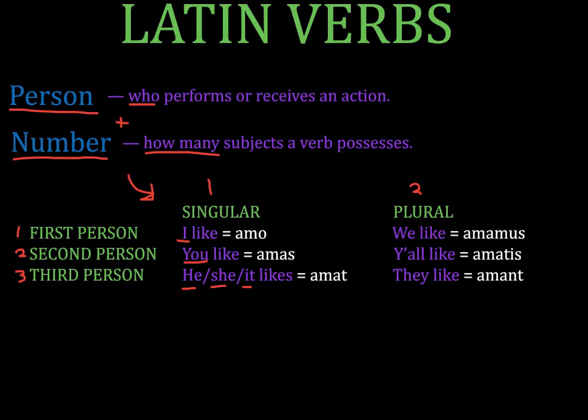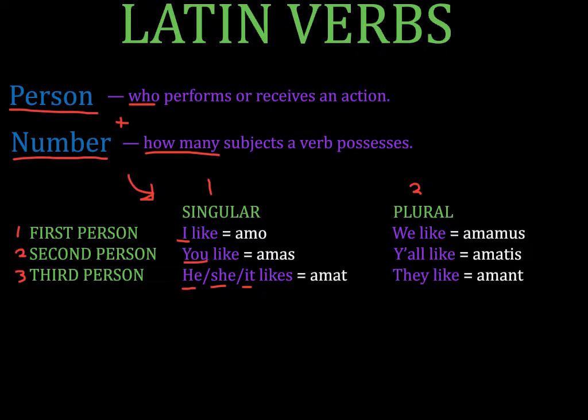For the first person singular, we have I. The second person singular is you. The third person singular is he, she, or it. Whereas the plural forms, the first person plural is we. The second person plural is you all or y'all. In the third person, English uses they.